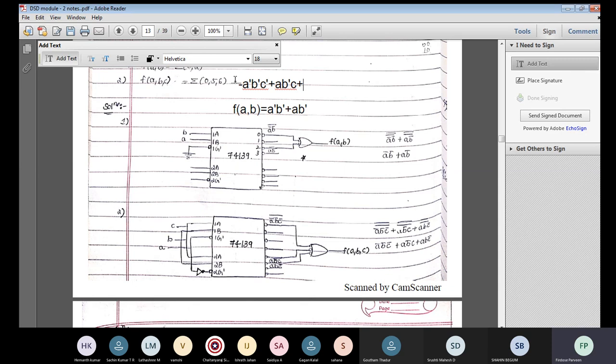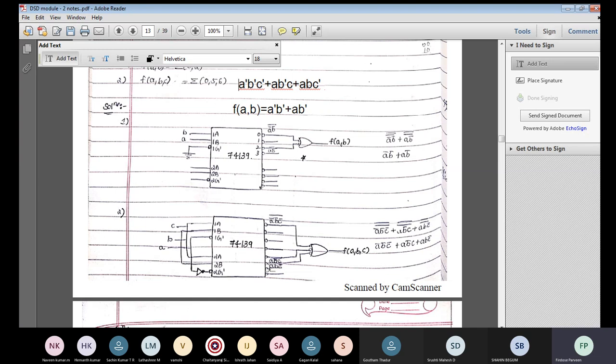Three input letters, that is three variables. 1, 1, 0. So this expression I want. But what I will be getting, because of these bubbles, is A bar B bar C bar, whole bar. Here I will be getting A B bar C, whole bar. Here I will be getting A B C bar, whole bar. I want to remove this bar.